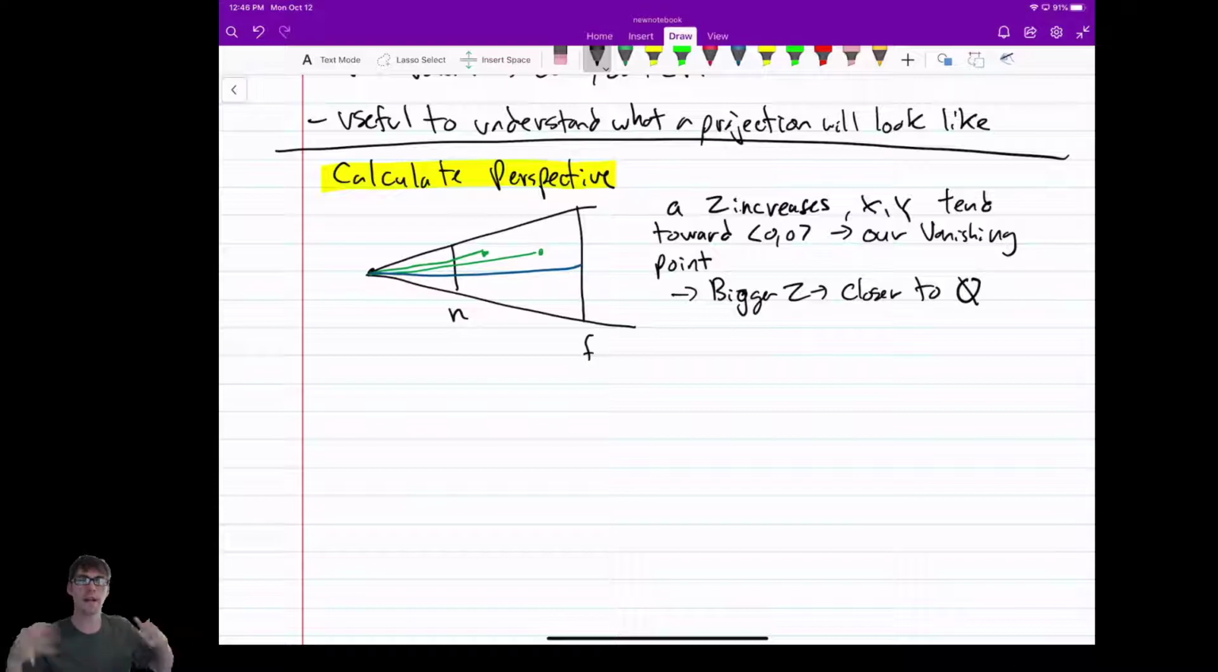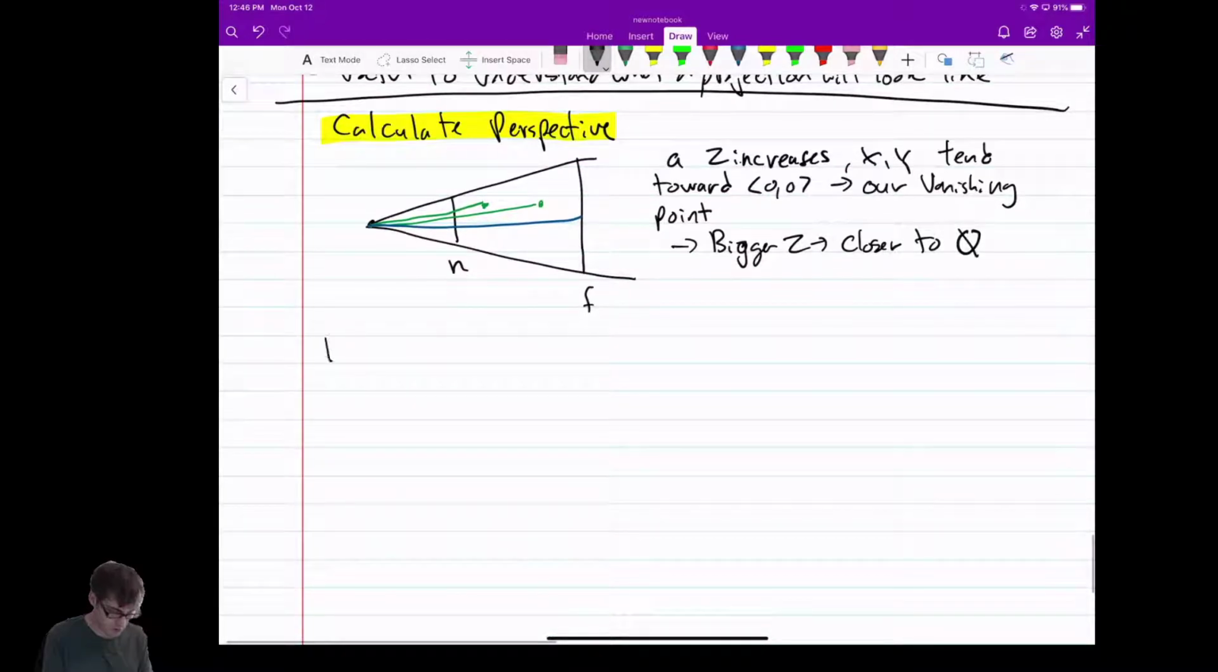Can you think of a way to make a number that as z gets bigger, the number gets smaller? All that we do is we divide. We divide x and y by our z. And this simulates this perspective.